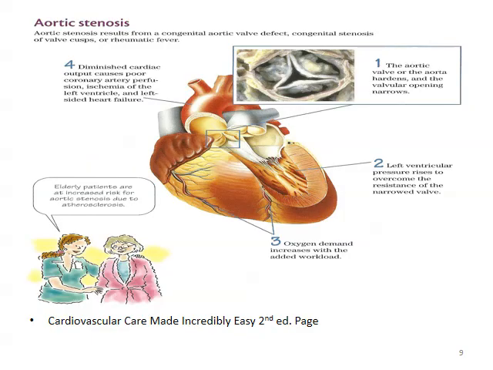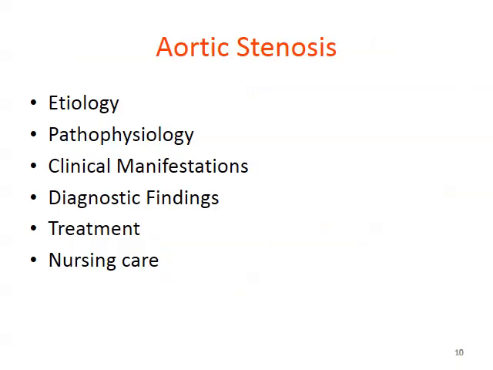Now we're going to talk about the aortic side, and here's a little slide that shows you some things going on with aortic stenosis. Now, aortic stenosis is a congenital bicuspid or unicuspid aortic valves. These are usually the primary causes for aortic stenosis in many patients.